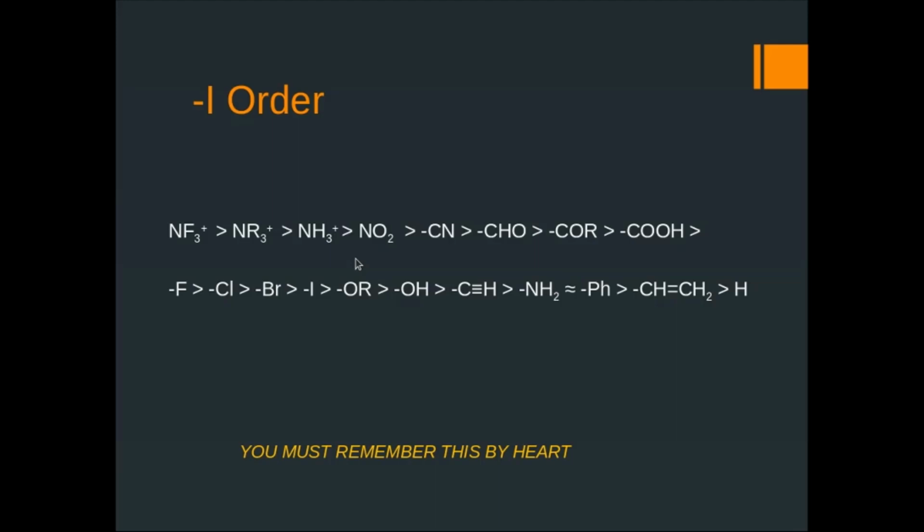then keto group, then carboxylic acid group, then fluorine, chlorine, bromine, iodine, then ether group or alkoxy group, then alcohol group, then alkyne group, then amine group, and phenyl group are nearly the same. They may interchange at some point depending on other effects also, but their minus I effect is nearly the same. Then the ethylene group and then hydrogen.